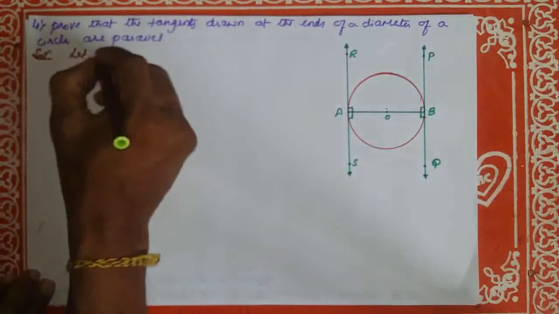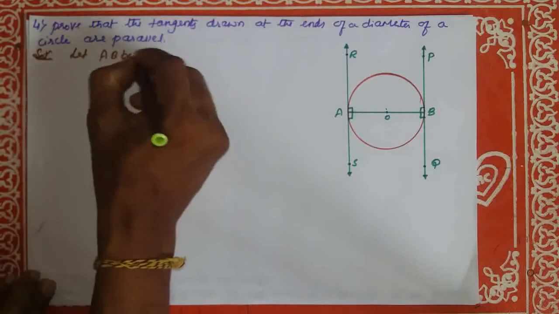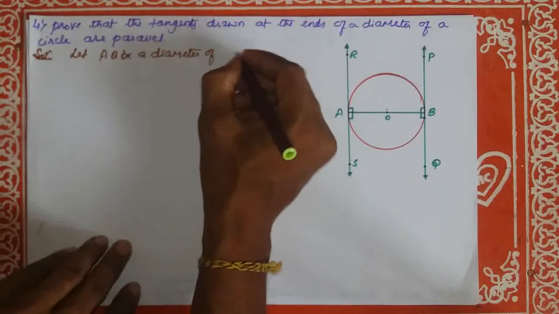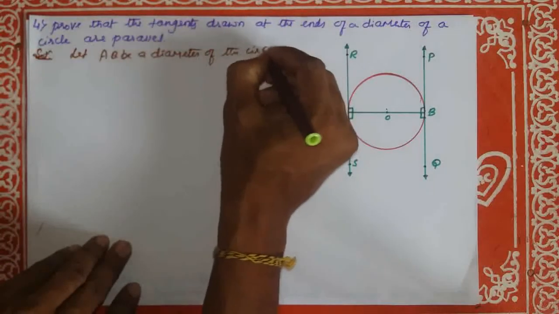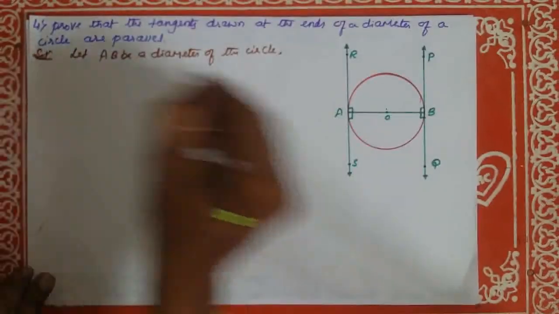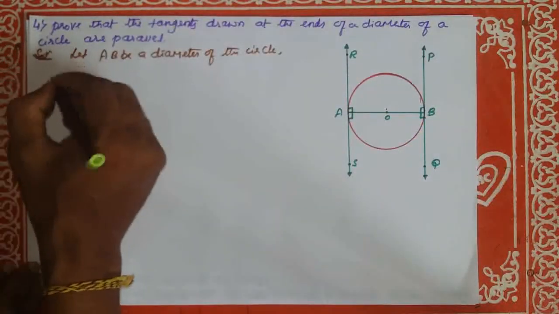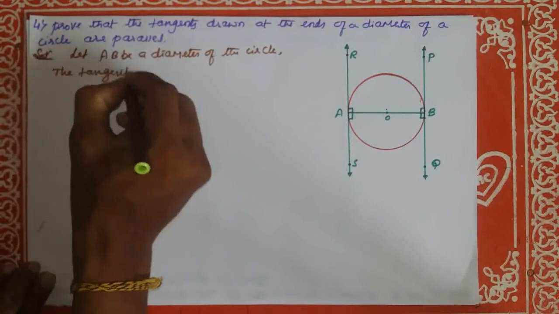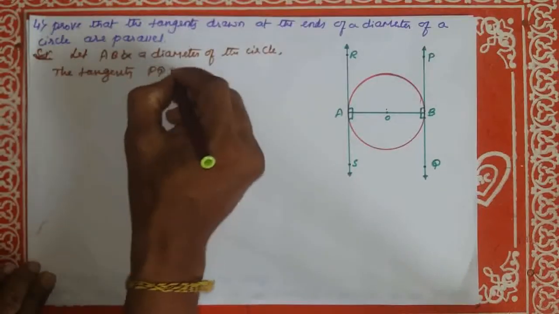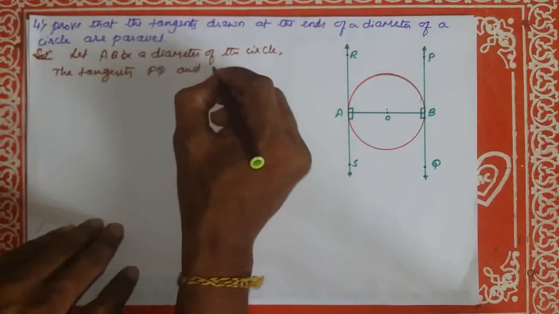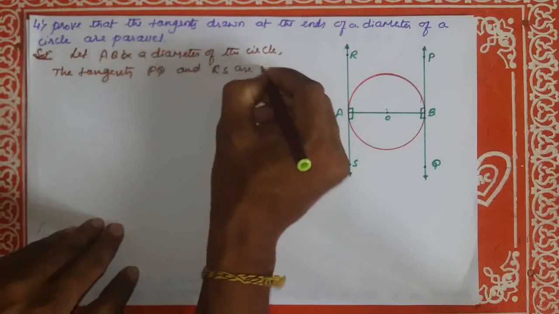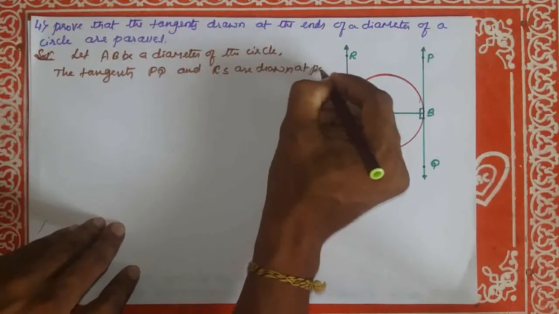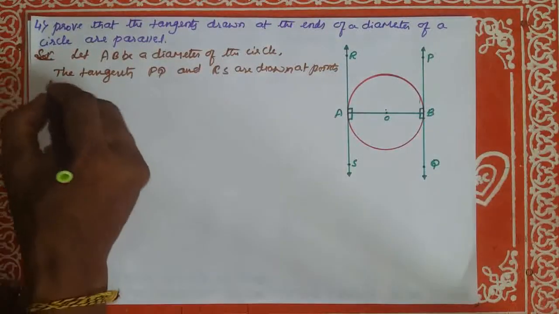Let AB be a diameter of the circle. Here the tangents PQ and RS are drawn at points A and B respectively.